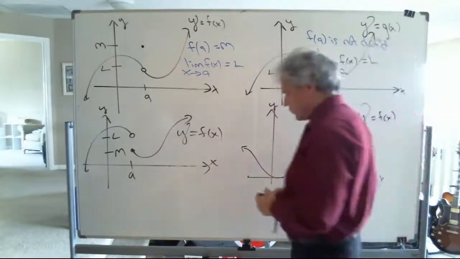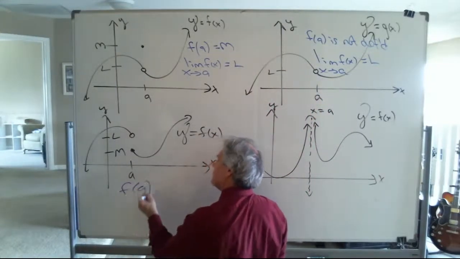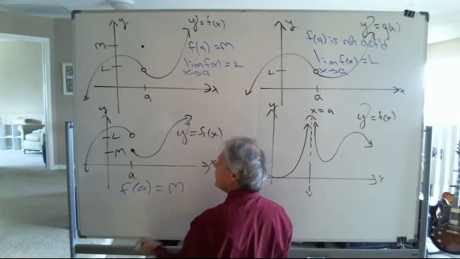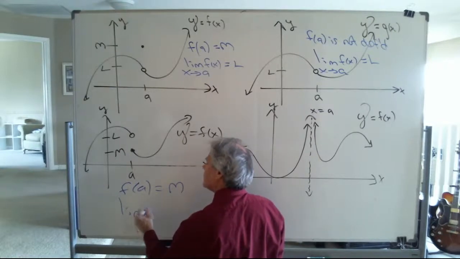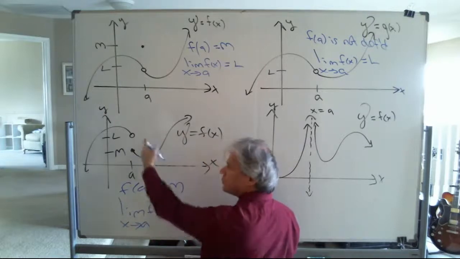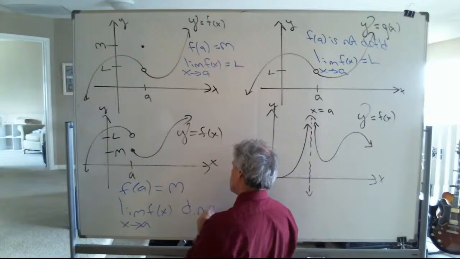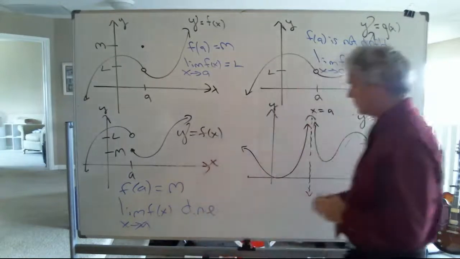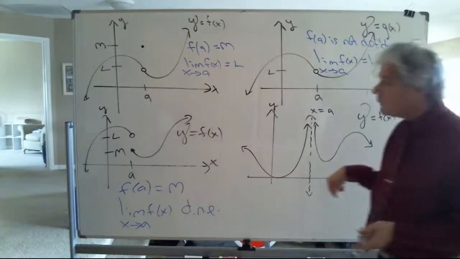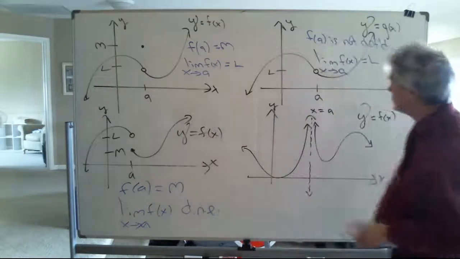Now, in this pretty picture, f is indeed defined at a and is equal to m. However, this is a two-sided limit. And since the two one-sided limits do not agree, this two-sided limit does not exist. Therefore, I fail the second criteria as well as the third by default.